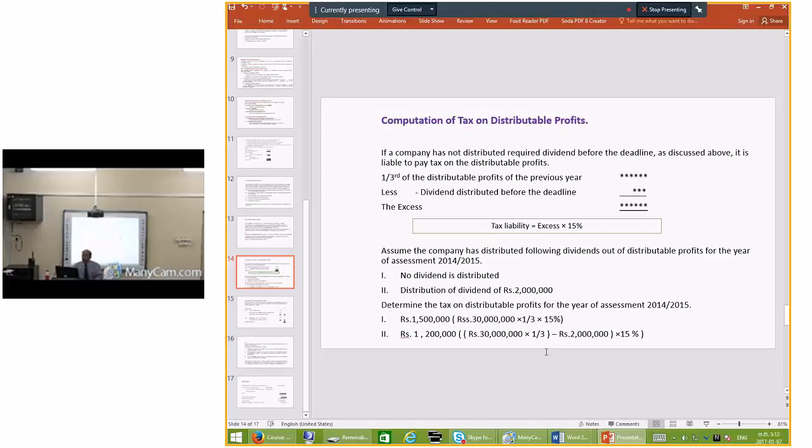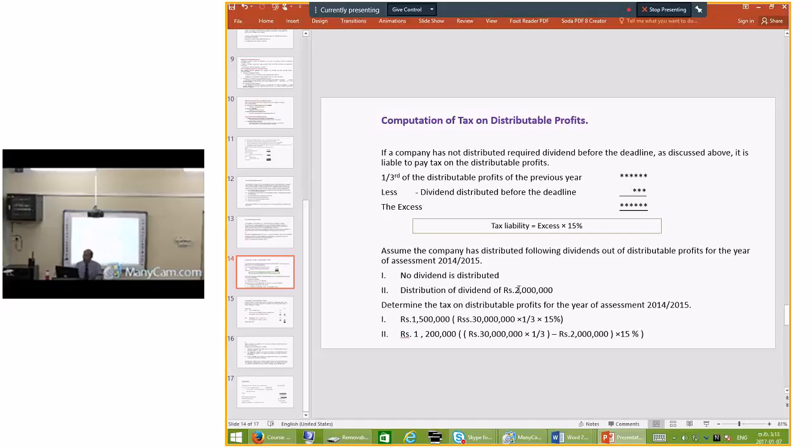Again, in this example, the company has made 30 million of distributable profit. To avoid the dividend tax, they should have declared at least 1/10, that is 3 million, but the company has declared only 2 million, which is less than 1/10. Then dividend tax comes into play and the company has to pay dividend tax.